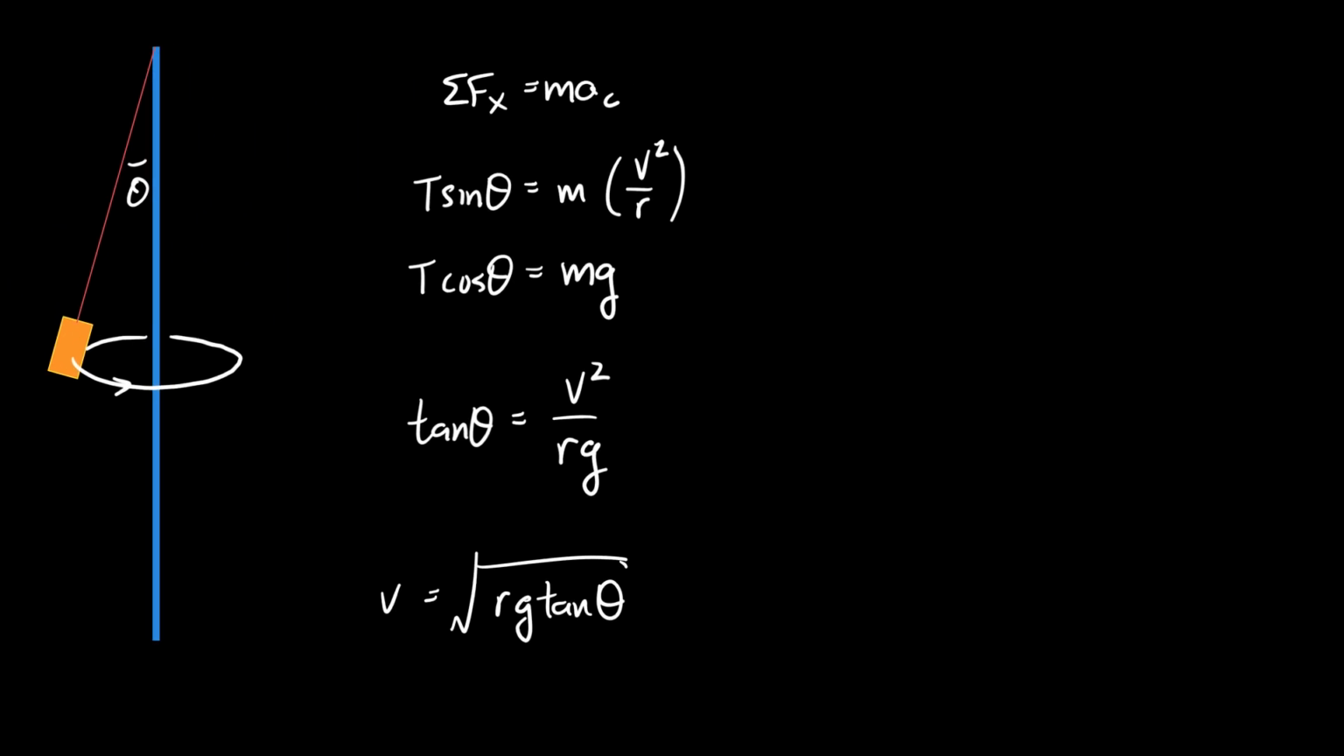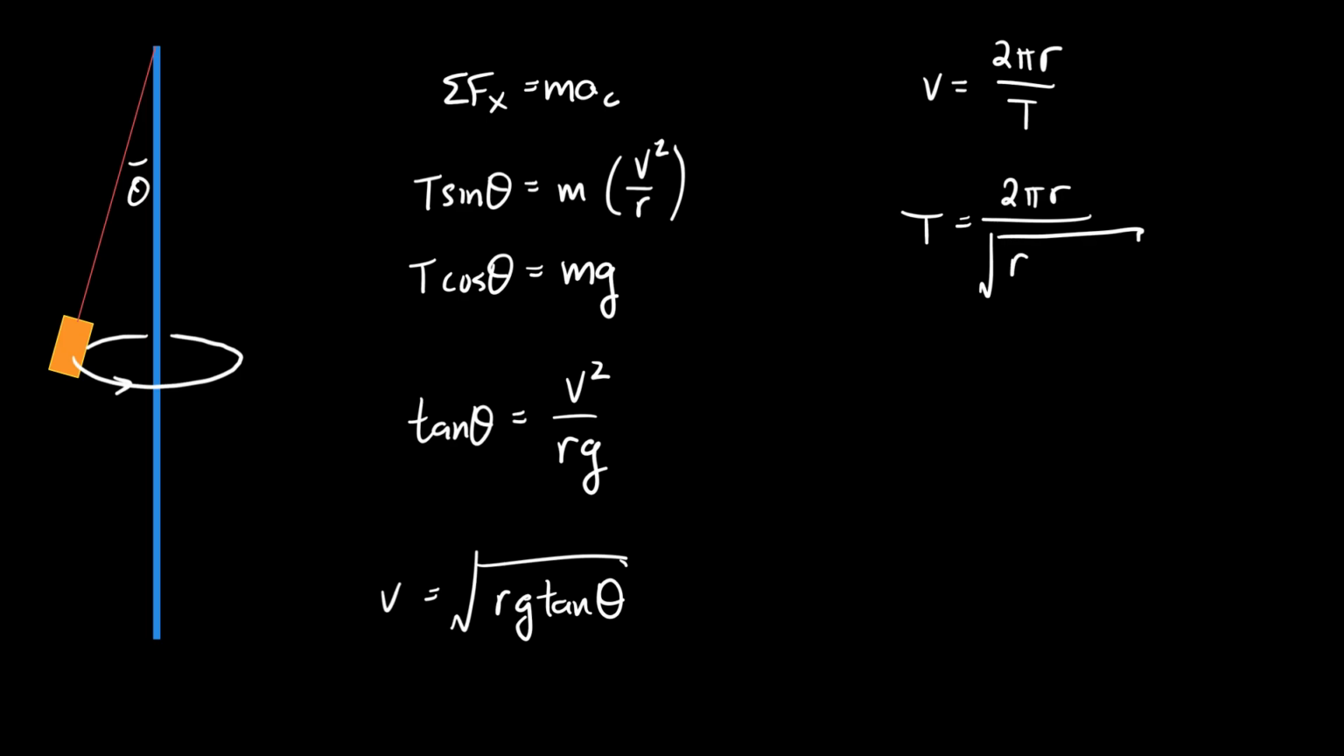I don't need my free body diagram anymore. I have an object traveling in a circle. And I know that the velocity of an object traveling in a circle, if it's constant, is just going to be the circumference divided by the time it takes. And so the period is going to be 2 pi r divided by v, which is going to be the square root of r g tan theta.